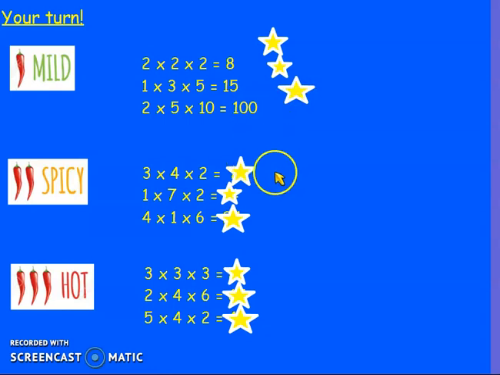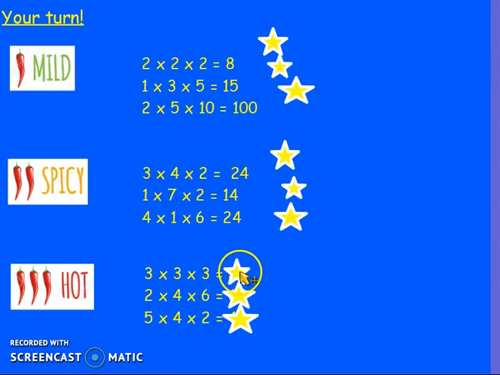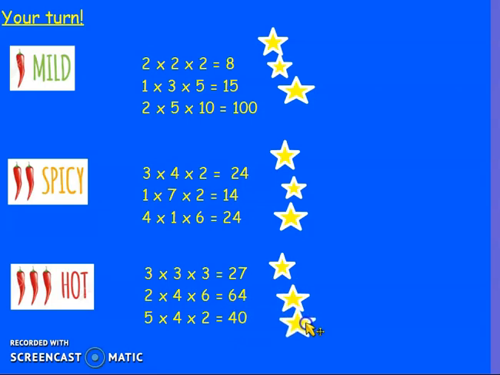Spicy challenge. 3 times 4 times 2 equals 24. 1 times 7 times 2 equals 14. 4 times 1 times 6 equals 24. 3 times 3 times 3 equals 27. 2 times 4 times 6 equals 64. 5 times 4 times 2 equals 40. Well done, give yourself a mark if you got those right.